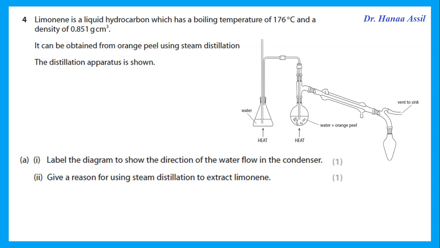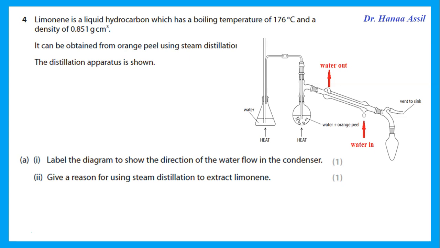You should know that in any condenser, whether we're doing simple distillation or fractional distillation or steam distillation, the water goes in from the bottom, comes out from the top. And if we say why, this is because we need the condenser to be full of water for more efficient cooling. Then he says, give a reason for using steam distillation to extract limonene.